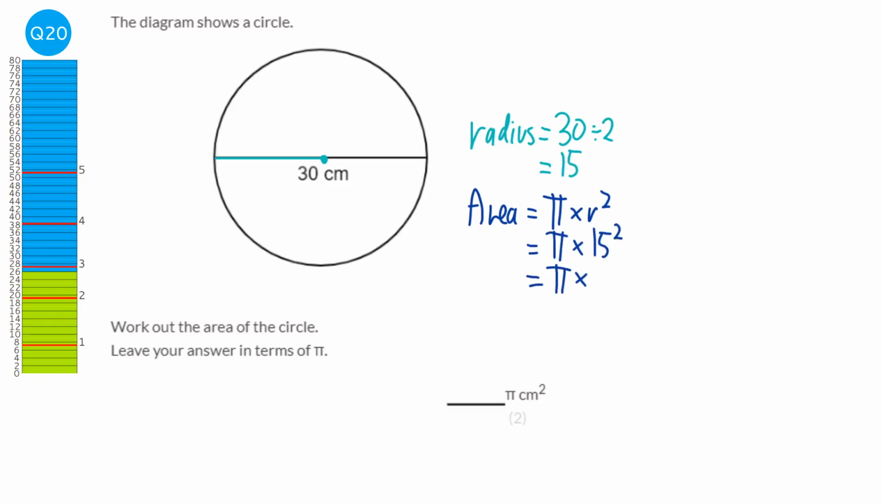15 squared is 225. And the way we write this is we put the number first and then we just put pi after it when it asks us to leave it in terms of pi. So it would be 225 pi. Now the reason why we would do this is if we want to keep all the precision, we can do it in terms of pi so we don't have to round it.